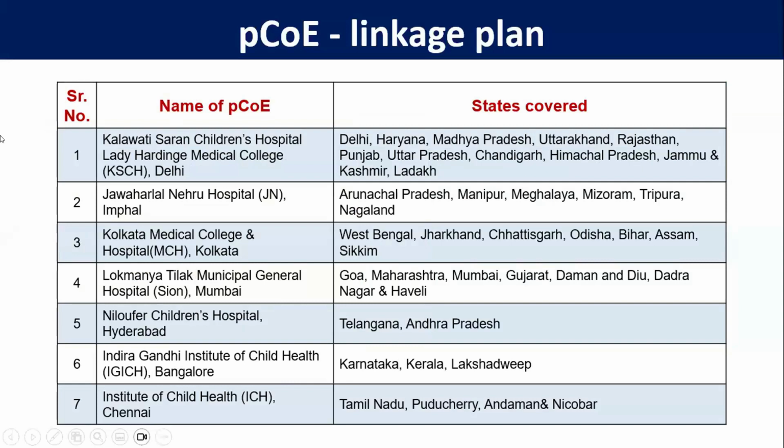So this is the PCOE linkage plan. All the states may please take note of which PCOE they are linked to. There are 7 PCOEs in the country. Please take note of where you are linked and where you have to refer your patients for SASAP. And ensure that for all the patients who are unsuppressed, you seek suggestions and recommendations from the SASAP and PCOEs, and accordingly you transition the pediatric patients.